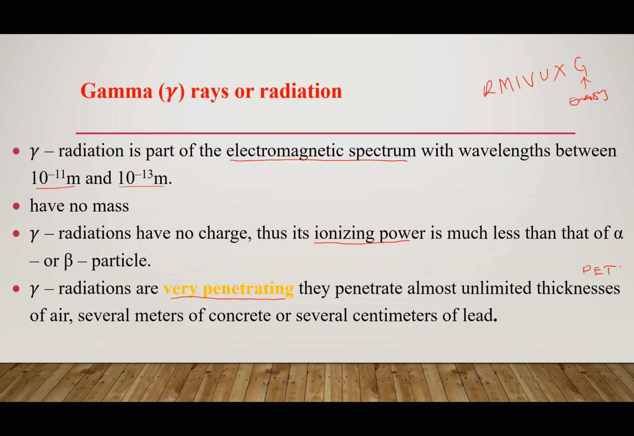They can penetrate several meters of air, almost unlimited thickness of air. And they can penetrate several meters of concrete, only to be stopped by thick materials of lead. So they can penetrate several centimeters of concrete, even several centimeters of lead. Only a thick material of lead can stop them. Those are the gamma radiations, very penetrating, very strong.